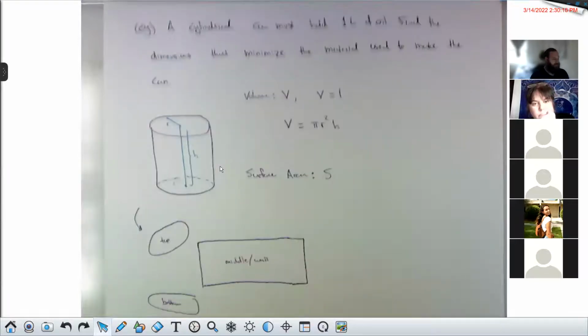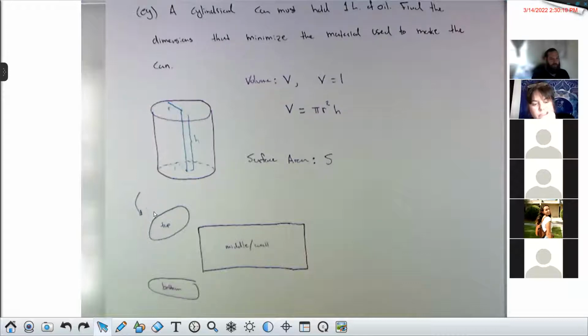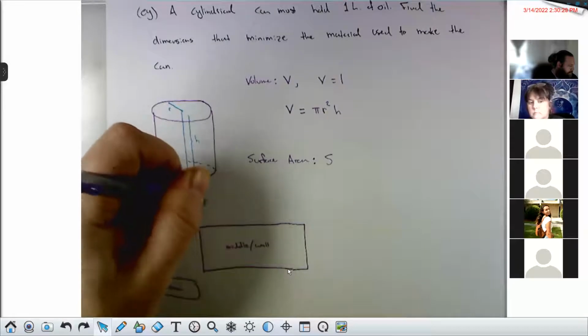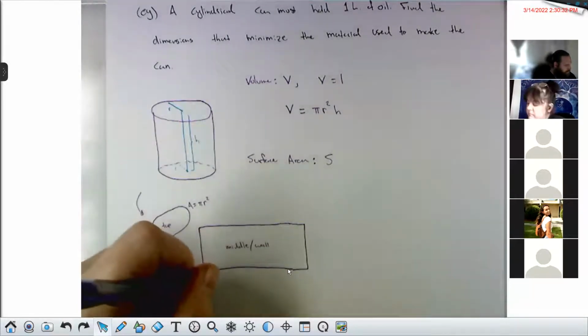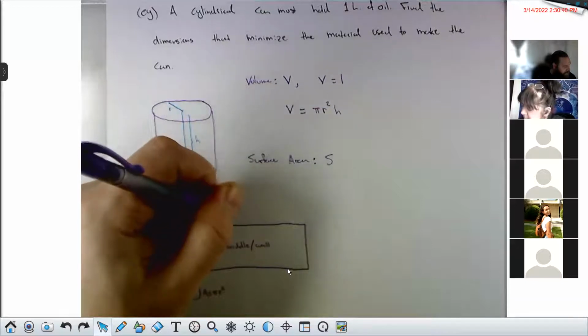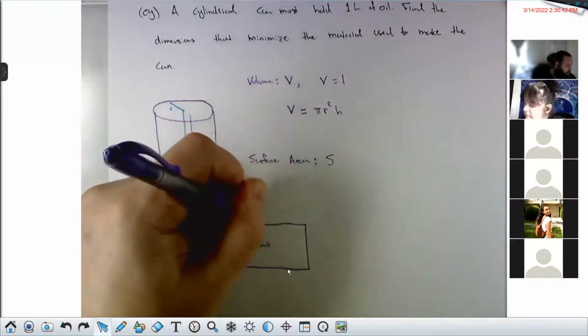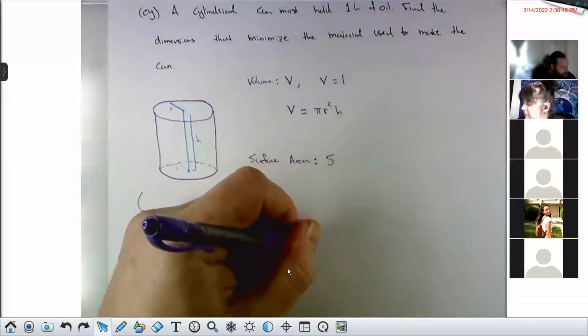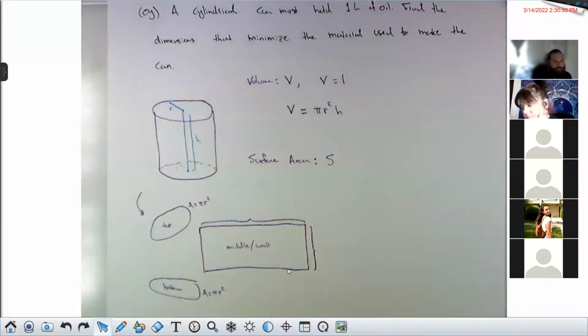The surface area, the total surface area of the can is this area plus this area plus this area. So the area of this guy is pi r squared. He's a circle. Area of this guy is pi r squared. He's that same circle of radius r. What is this dimension? And what is this dimension? The height times the diameter.